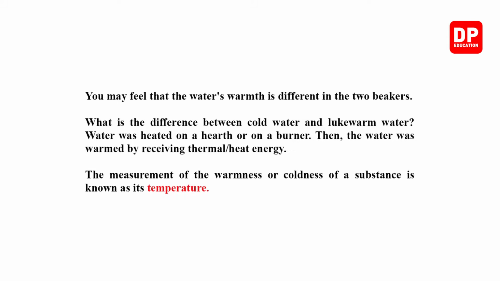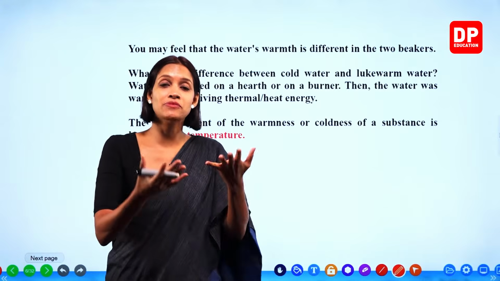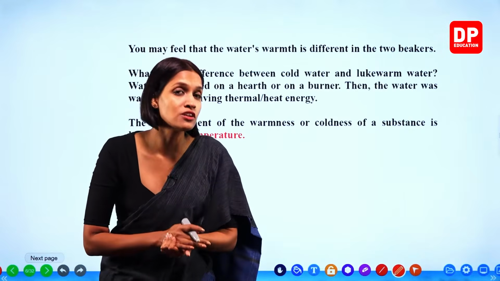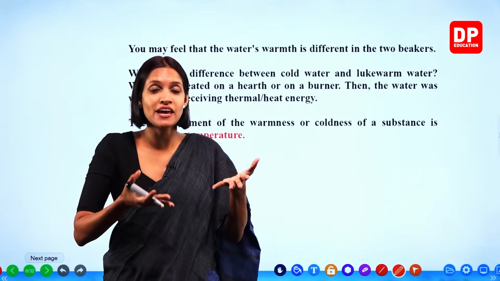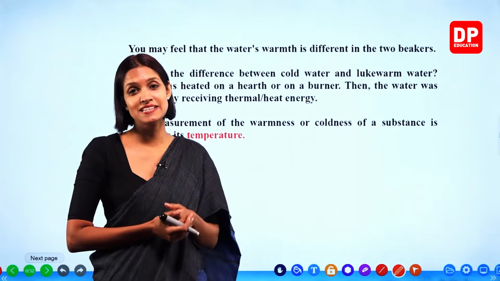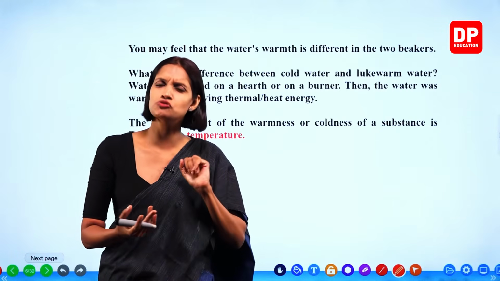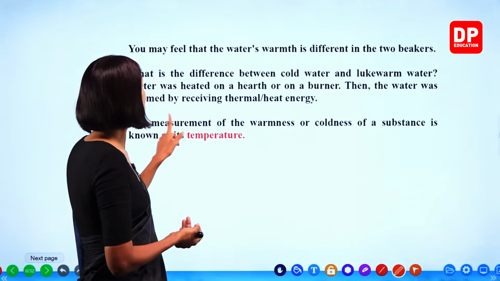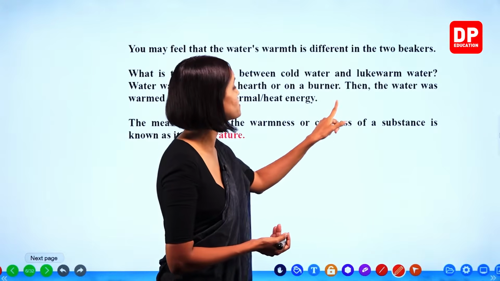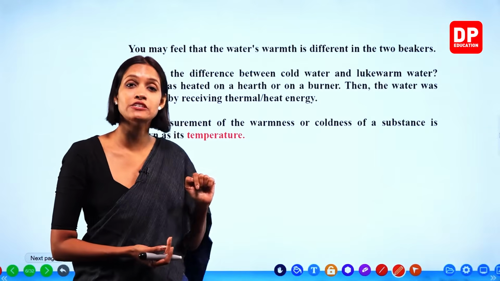What is the difference between cold water and lukewarm water? Water was heated on a hearth or on a burner. Then the water was warmed by receiving thermal or heat energy. So when we heat something, when we provide heat to a certain object, it absorbs heat. Right, children? Therefore, its temperature increases. So heat and temperature are two different things. Heat is a type of energy. The measurement of the warmness or coldness of a substance is known as its temperature.